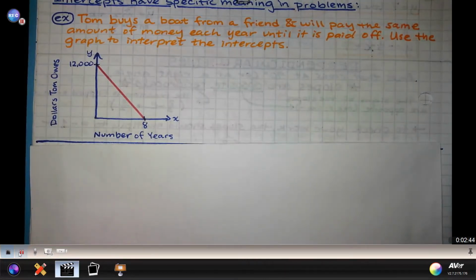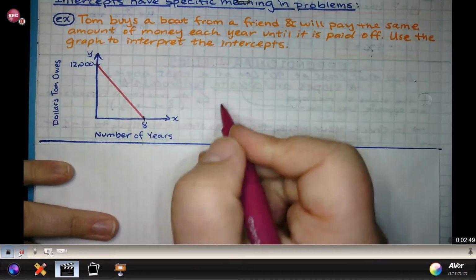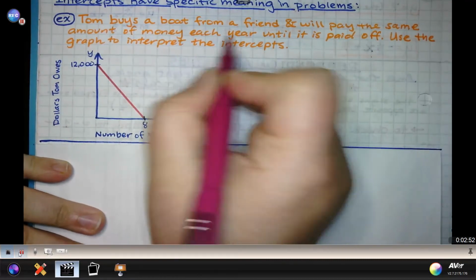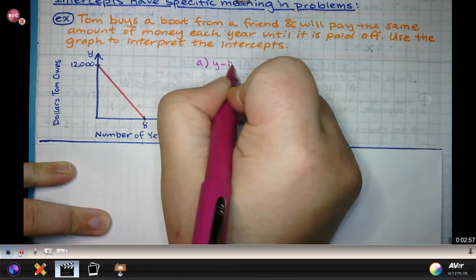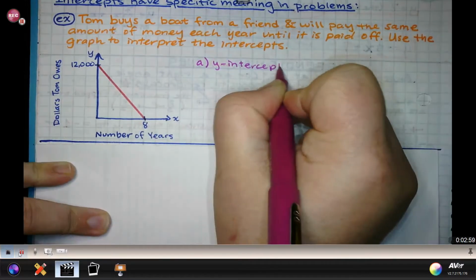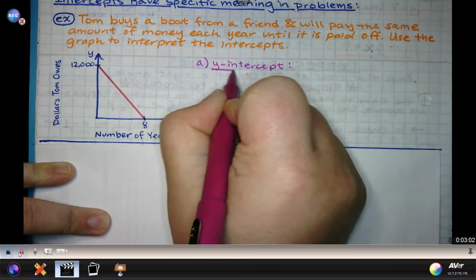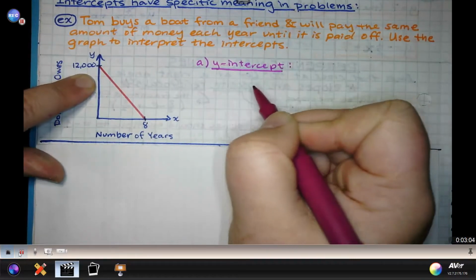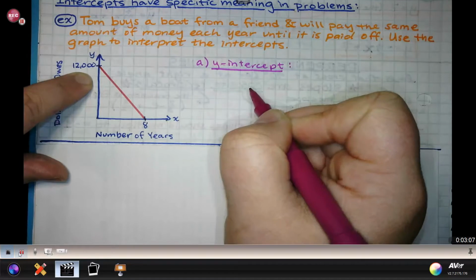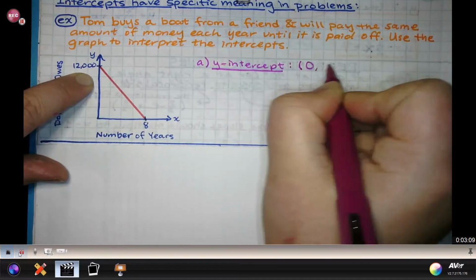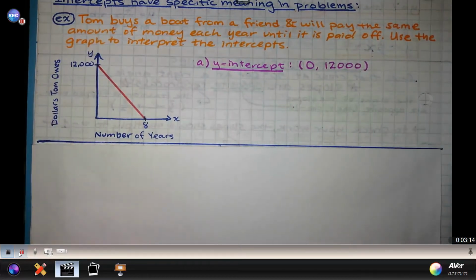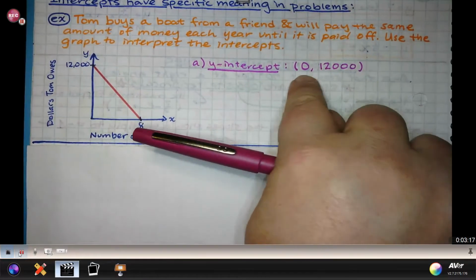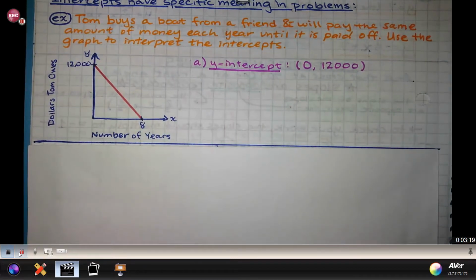Okay, so what we're going to do is go over what each of the intercepts mean. So we'll just call this part A, and we'll look at the y-intercept. The y-intercept is where it crosses the y-axis, and since it's the y-axis, the x value is 0, and the y value is 12,000. Okay, and I didn't put a comma in that because I already put a comma here and I didn't want to make it more confusing than it could be.